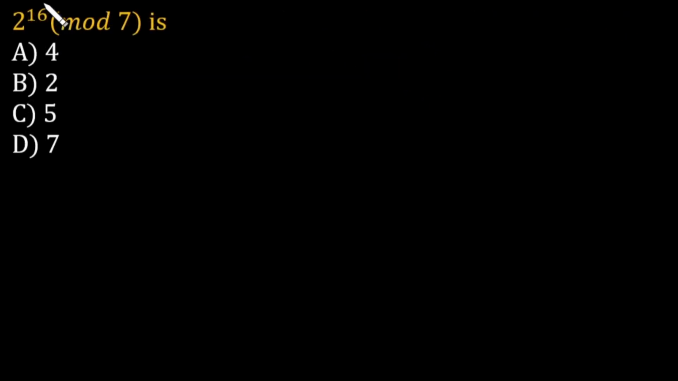Next question is, 2 raised to the power 16 mod 7 is equal to what? What do we need to find? We need to find the remainder. Whenever we have an expression with mod, it means we need to deal with the remainder.